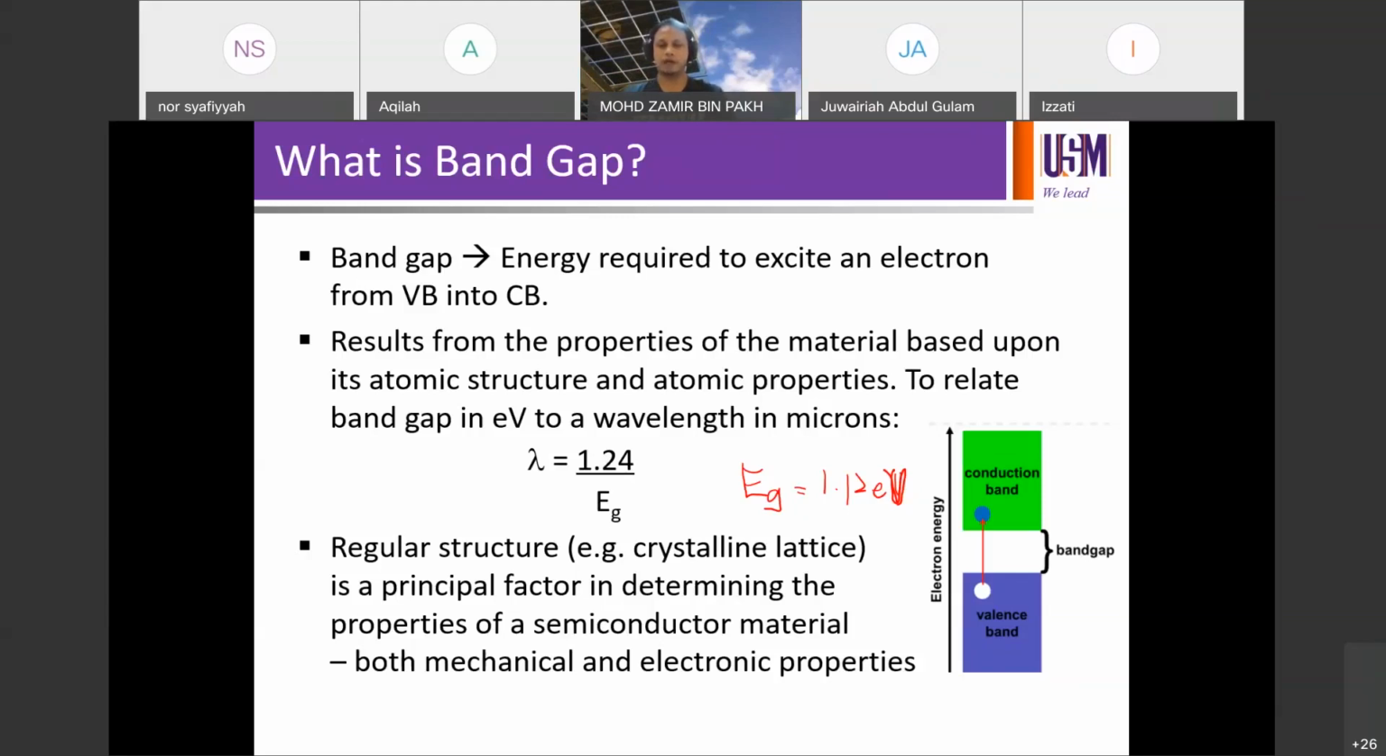So what do you think will happen if, for silicon, you supply an energy of 0.8 electron volt? What's going to happen to the valence electrons? Any idea? We know that you need to supply 1.12 electron volts in order to excite the valence band electron into the conduction band. So what's going to happen if you only have 0.8 electron volt of energy to do the excitation to the silicon? What do you think will happen? Anyone?